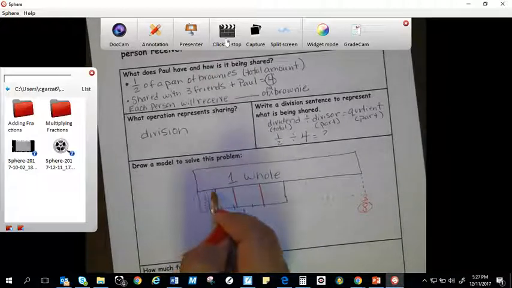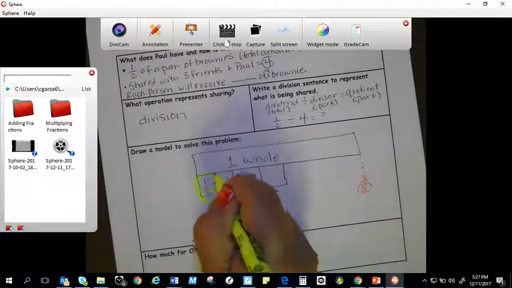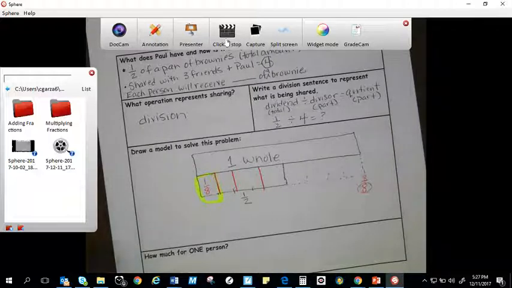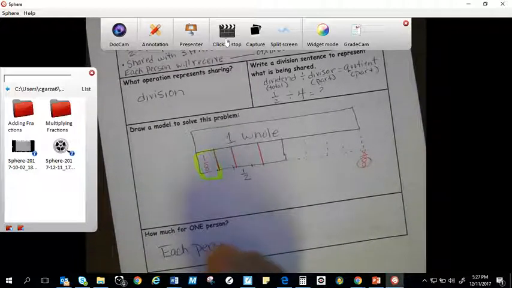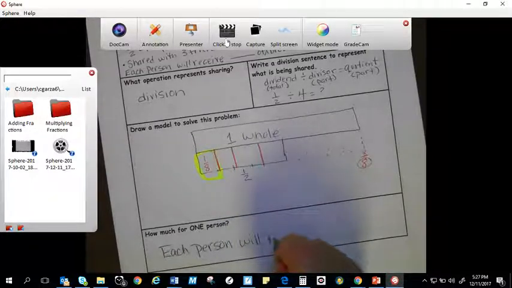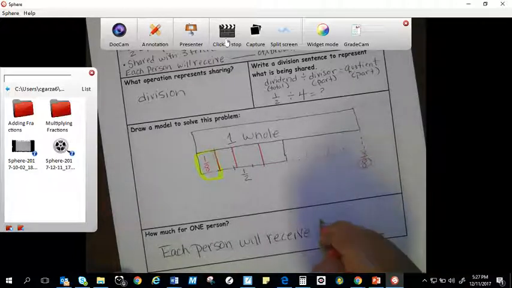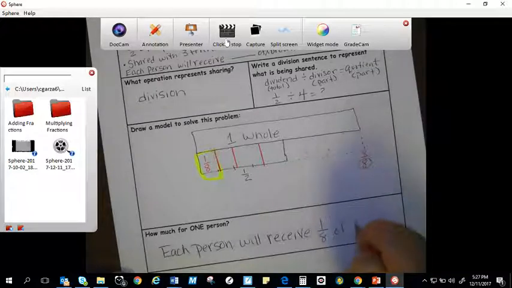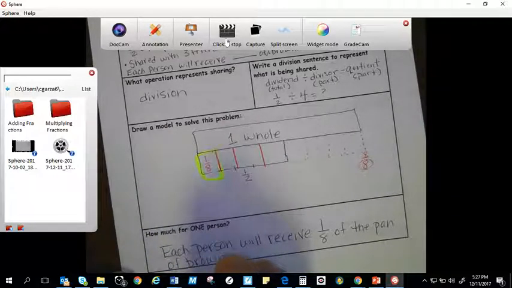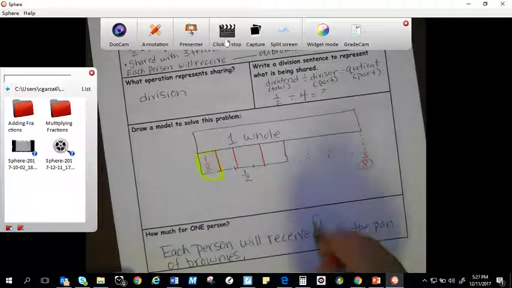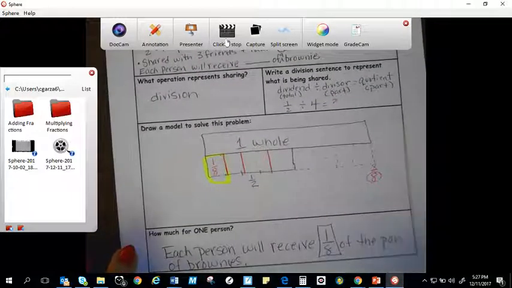So each person will then receive 1/8 part. So how much for one person? Each person will receive 1/8 of the pan of brownies. Okay, and so there you go, 1/8, and that's how we'll show it. Okay, great. Let's move on to the next problem.